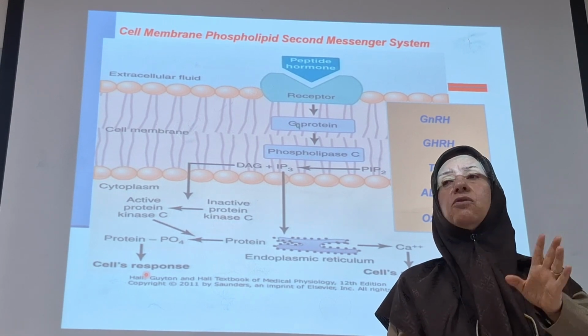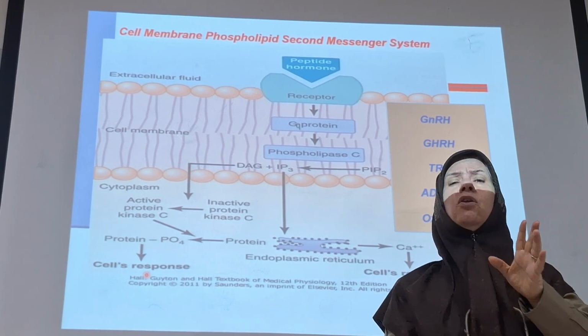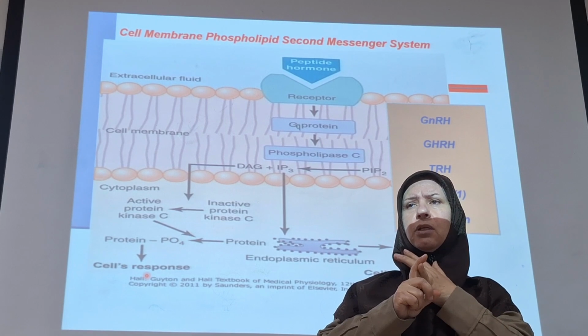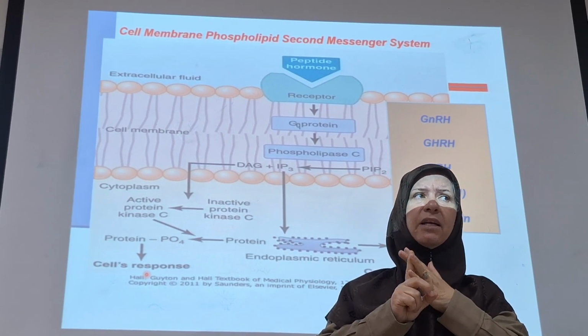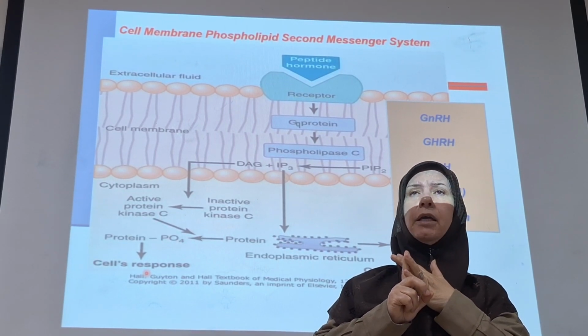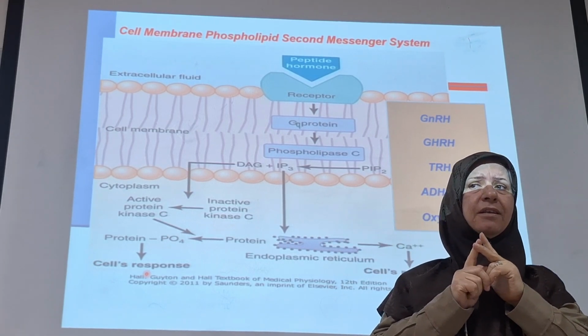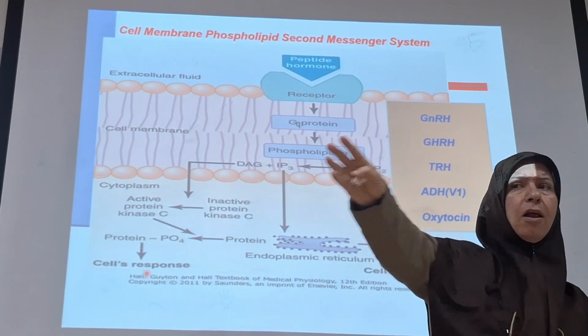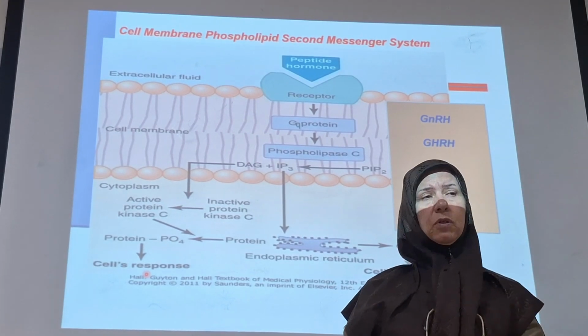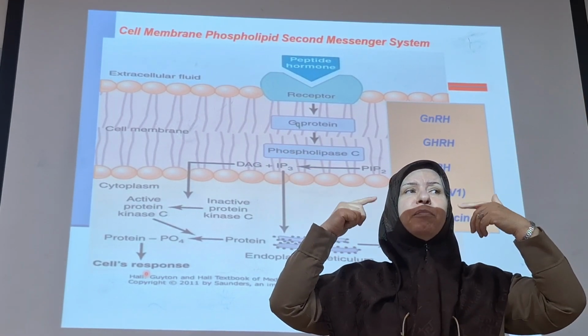Also dopamine and somatostatin. We know dopamine and somatostatin act via the inhibitory Gi G protein. Only CRH acts via Gs. All of the others act via Gq. So it's better for memorizing.